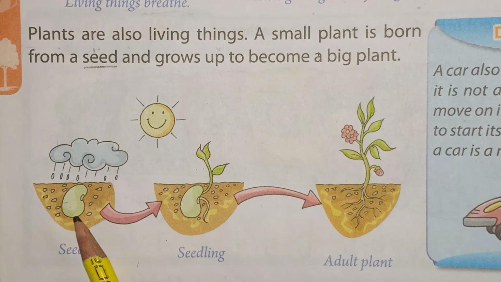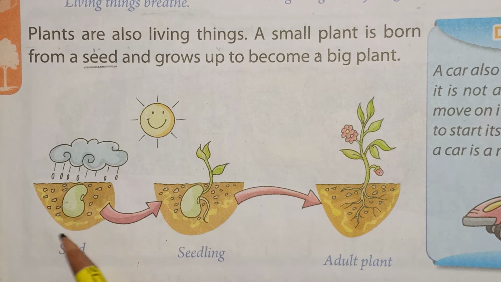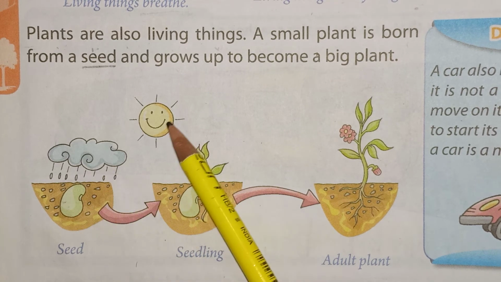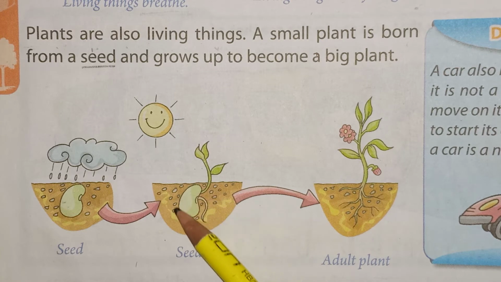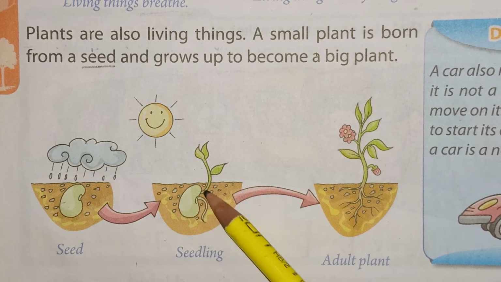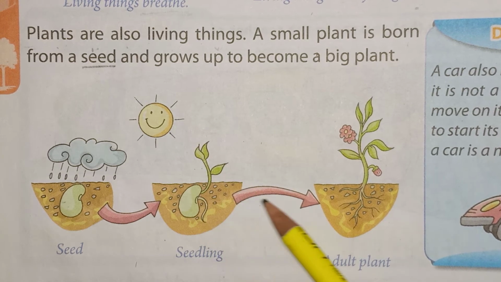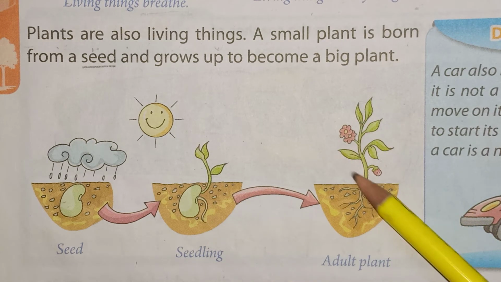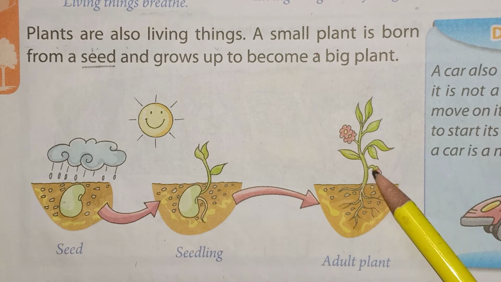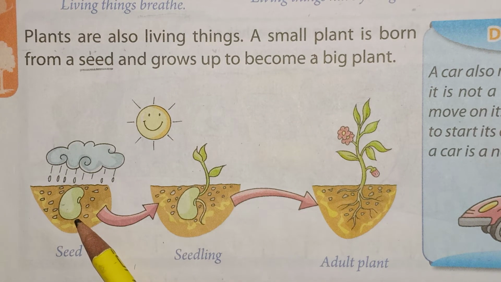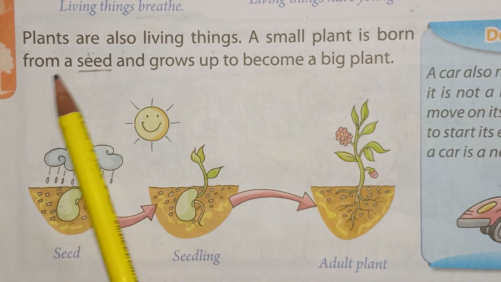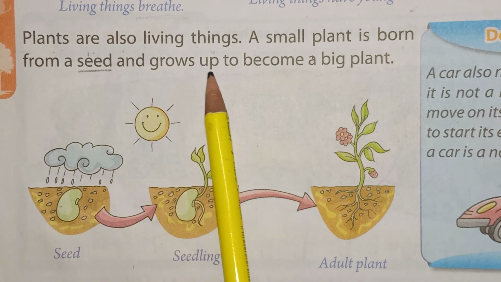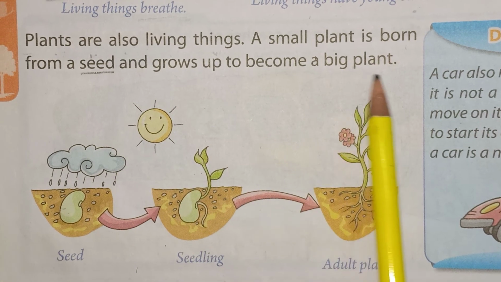See, can you see a seed inside the Mother Earth in the soil? When this seed gets water and sunlight, it starts growing and it becomes a seedling. Can you see the root? And this is the shoot. And after a few days, it becomes an adult plant. So this plant grows from the seed. Okay. So a small plant is born from a seed and grows up to become a big plant.